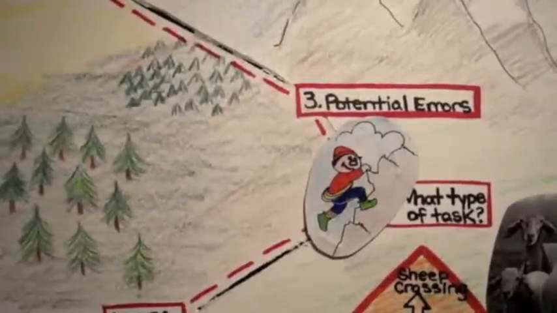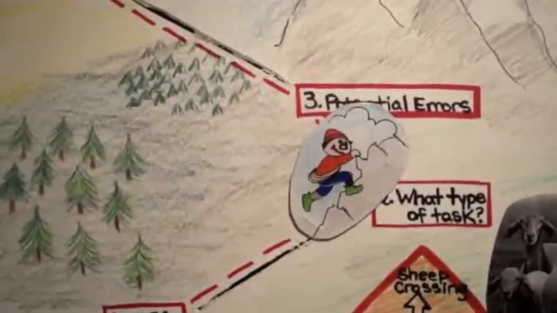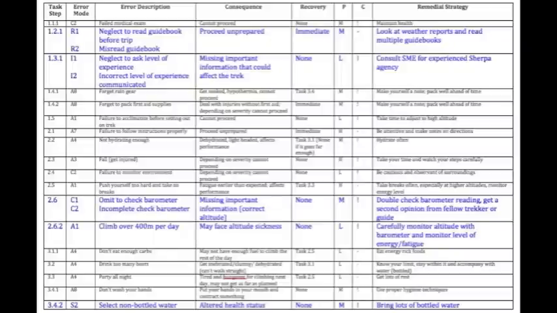Step 3, come up with potential errors. Identify likely errors. For each task you have identified through HTA, determine any corresponding errors. There may be more than one associated error for a task. These errors will fall under the same task classification category as their associated task.